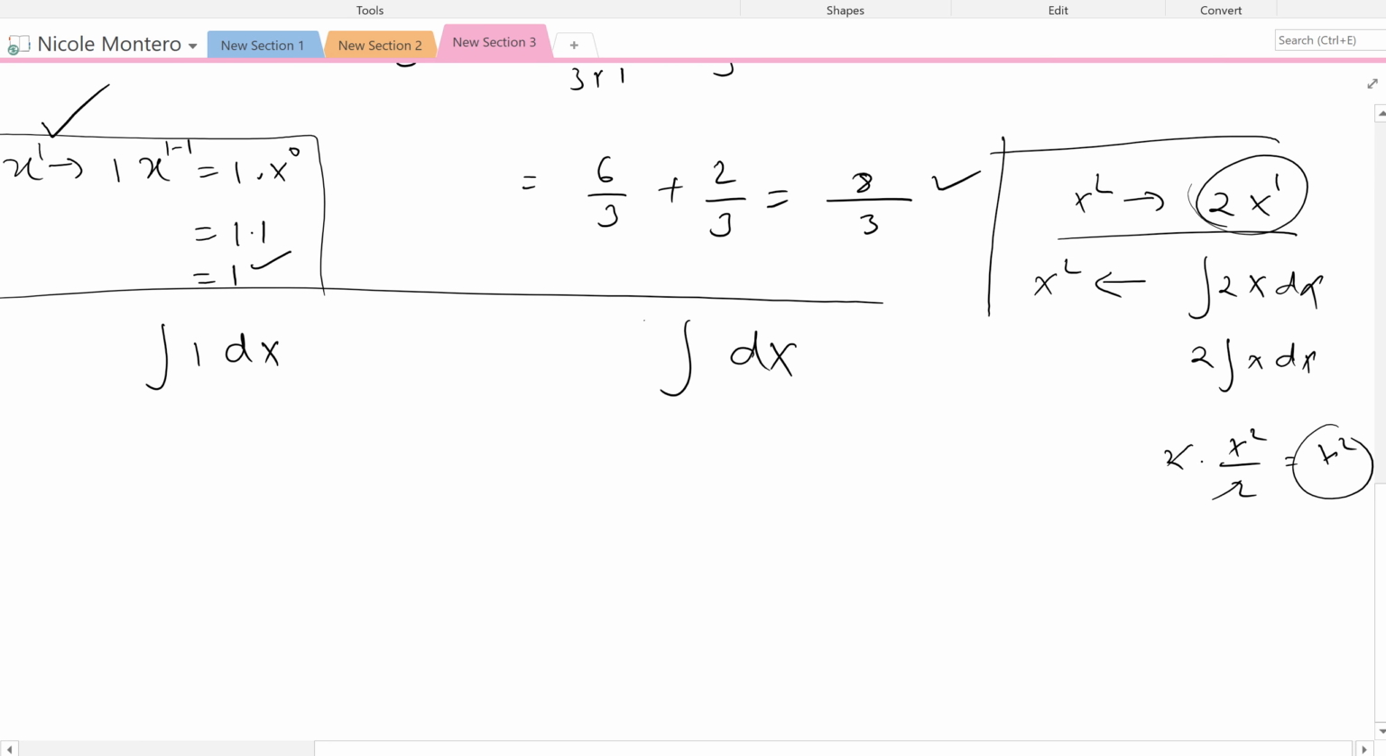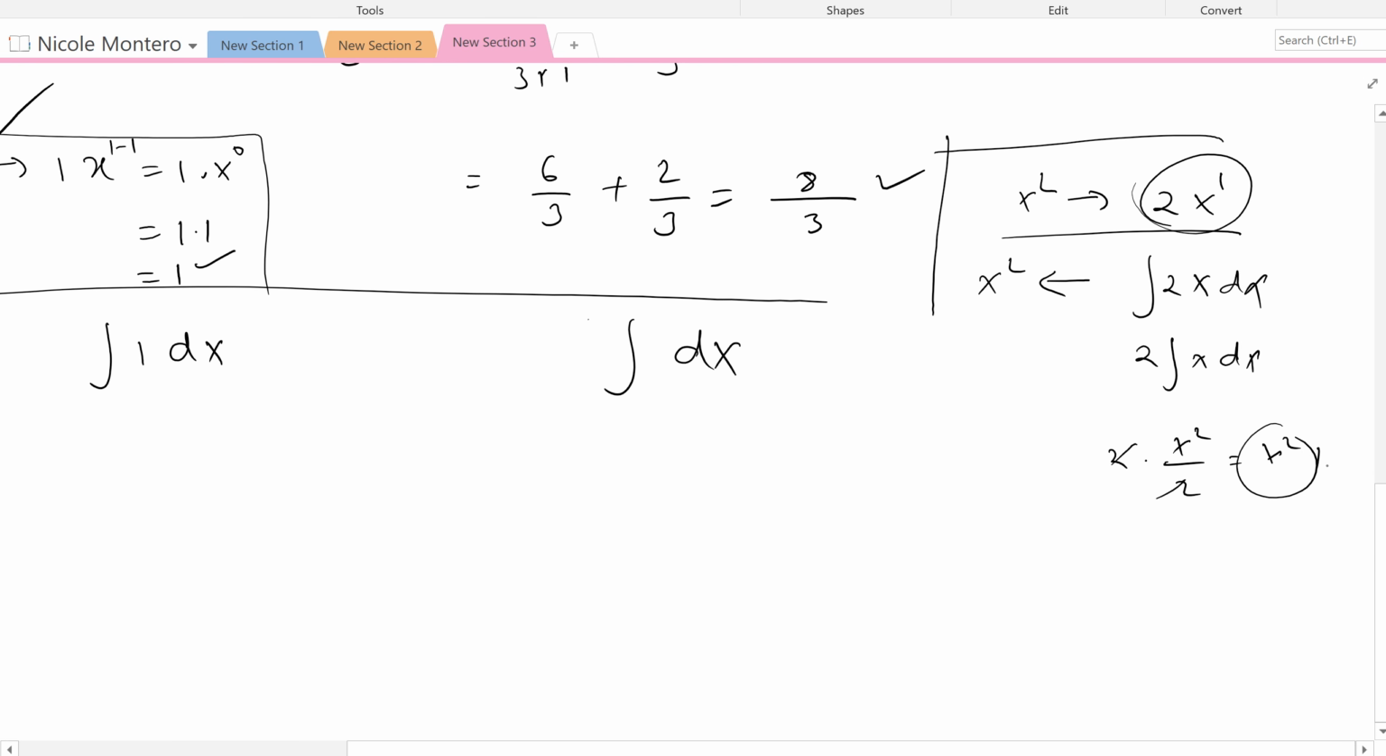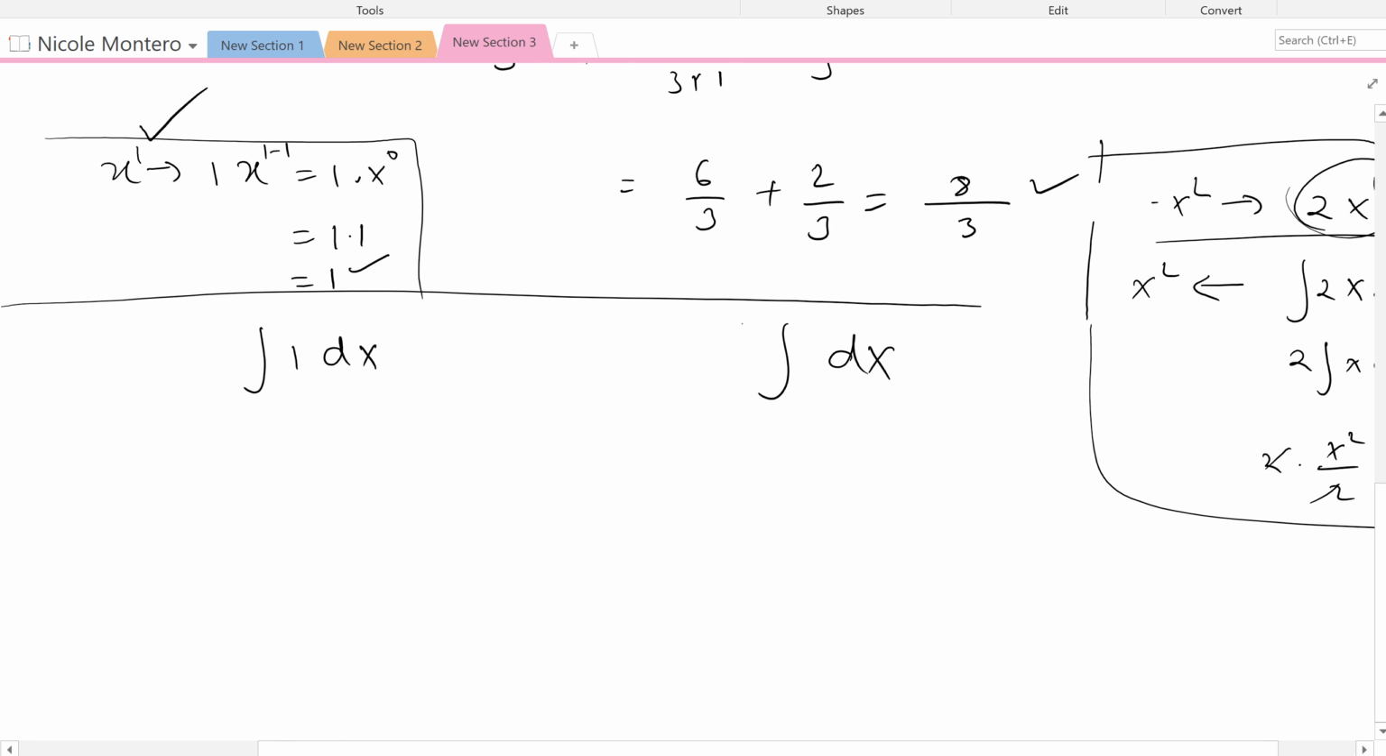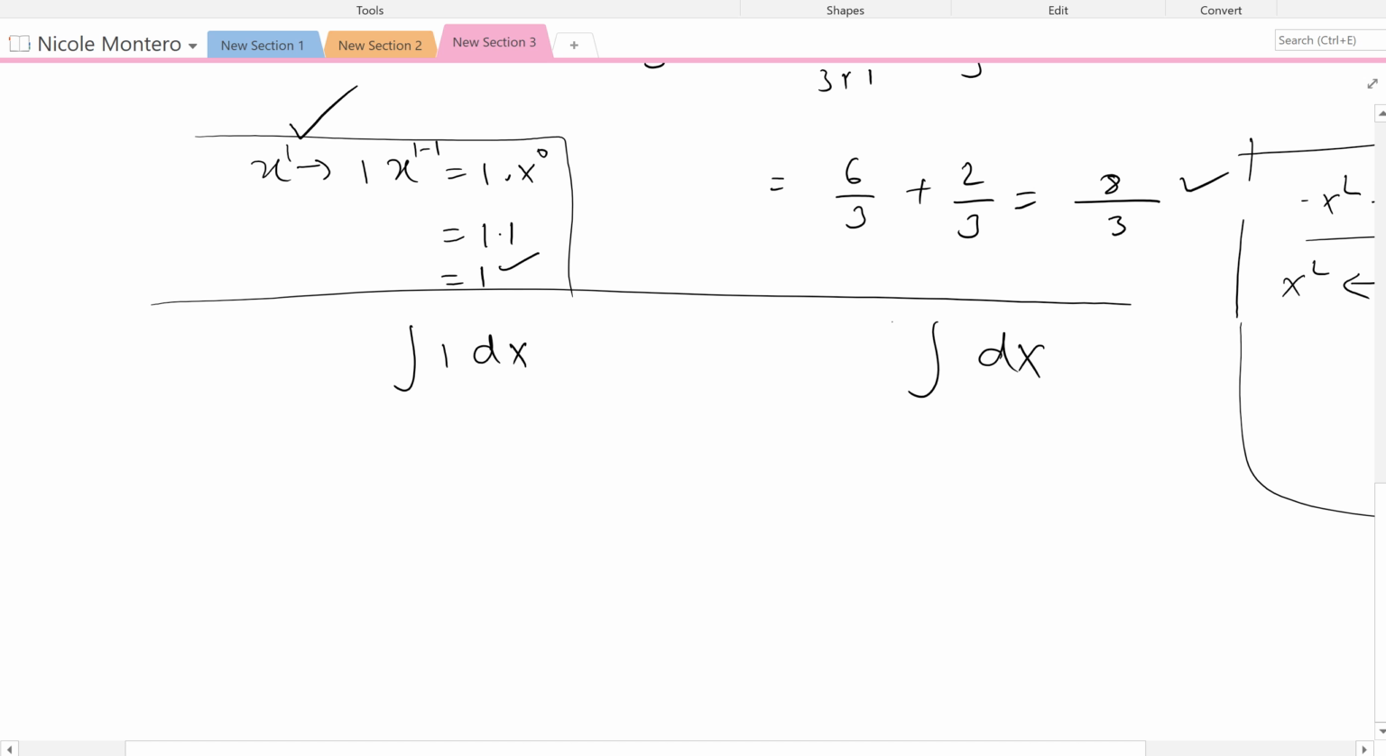Okay, perfect. But we always write c. Why? If you have 1 there, that 1 will not be a term right there, because the derivative of 1 is going to be 0. So that's why we always write c when we don't have limits. We write c in the end. So that's the reason behind it.